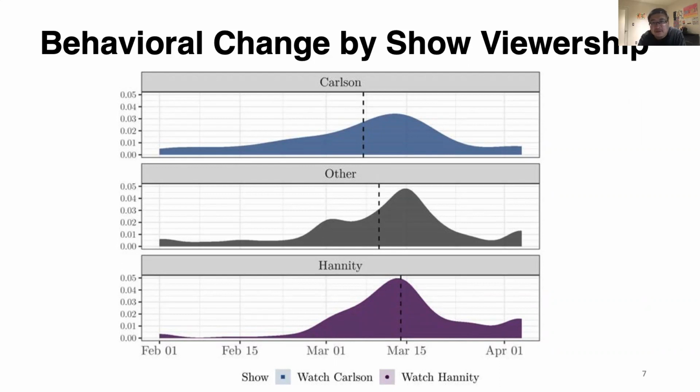And the figure shows the viewers of Hannity changed their behavior 4 or 5 days later than the viewers of other shows, while the viewers of Tucker Carlson Tonight changed their behavior 3 to 4 days earlier than the viewers of other shows. And the difference in coefficients is also statistically significant. So this is very interesting, examining behavioral change through show viewership analysis.